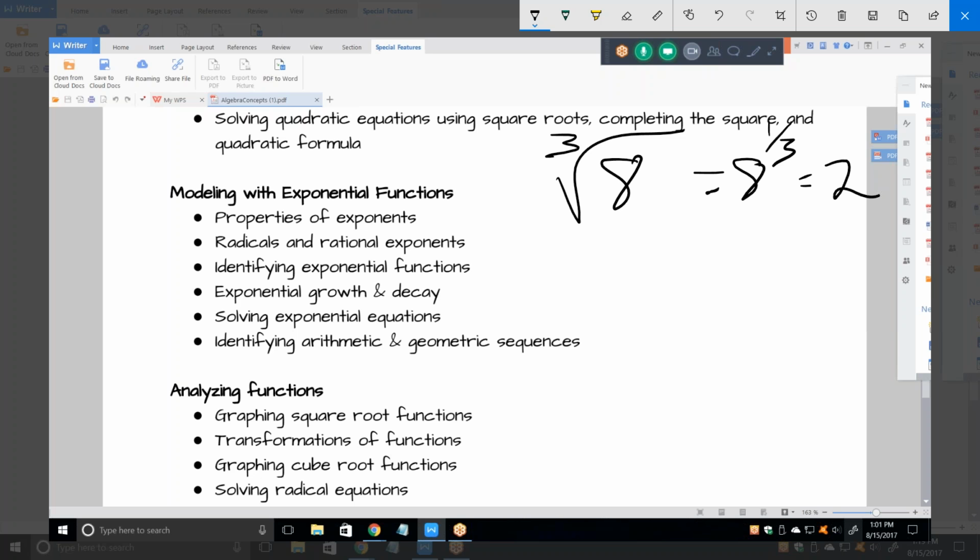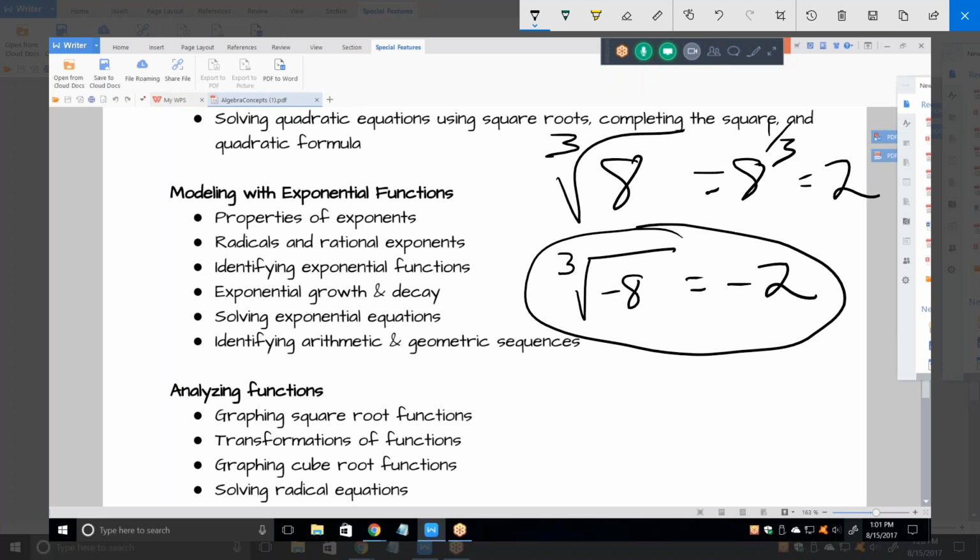Okay. Now, what's that equal to? -2? Huh? Notice that -2 times -2 times -2, three negative signs together is going to equal a negative sign, and you're going to have -8. So that is exactly equal to that, and that is exactly equal to that.